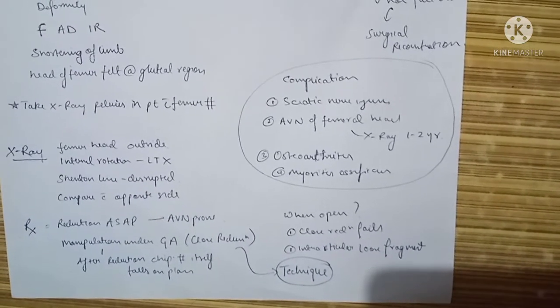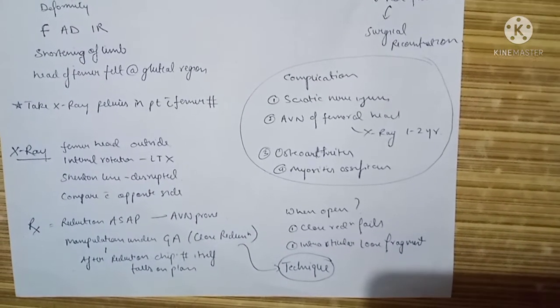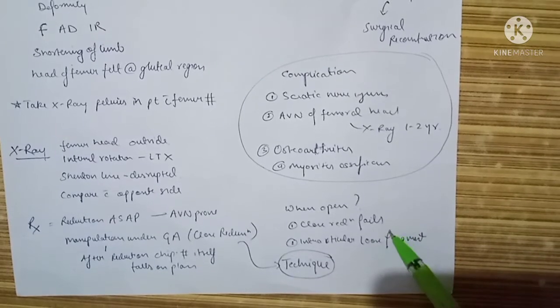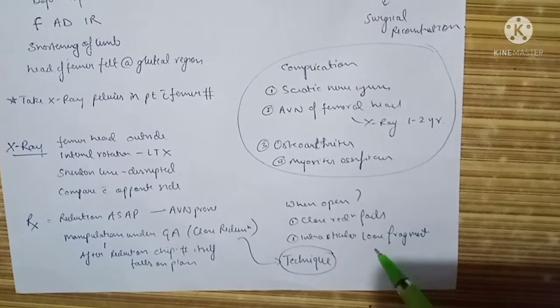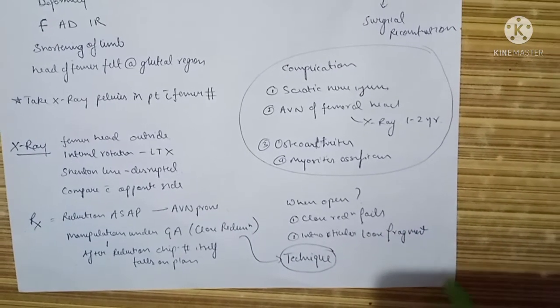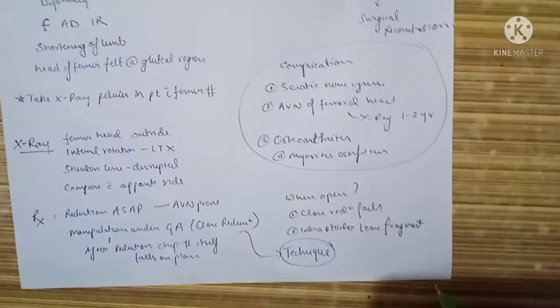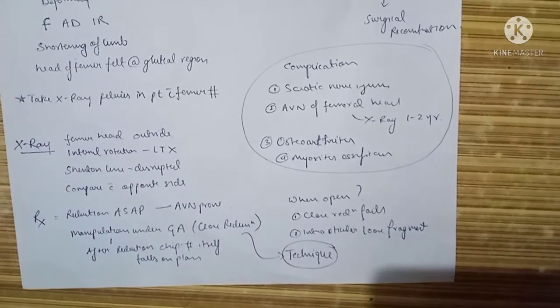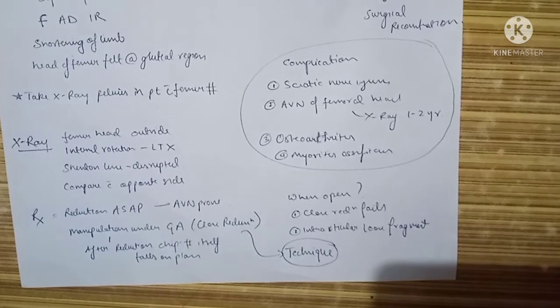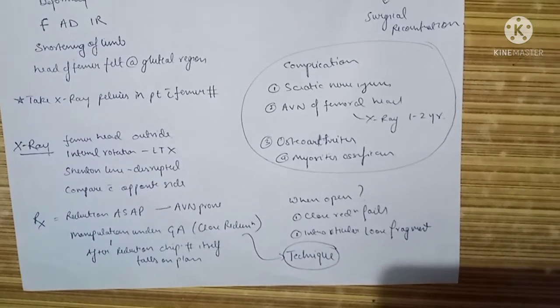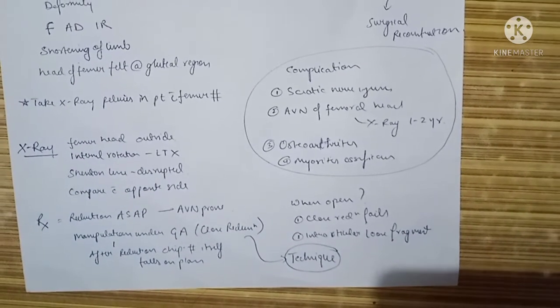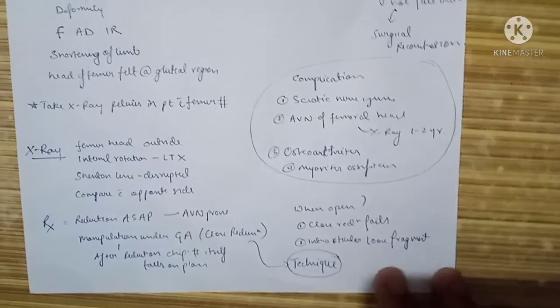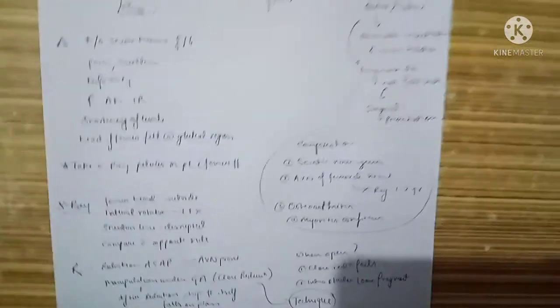So now we will understand in which condition open reduction is needed. A patient where closed reduction is failing, or if there is an intra-articular fragment that is preventing the closed reduction, in those cases we will go for open reduction. Also, if there is a nerve injury that is of high grade, not a neuropraxia, and we need to go for nerve exploration, in that case too we have to go for open reduction.